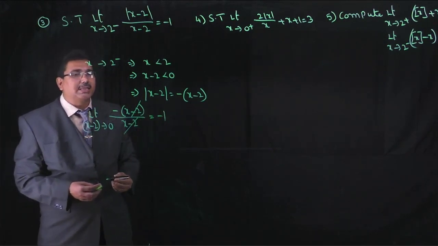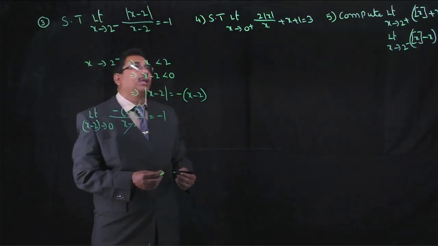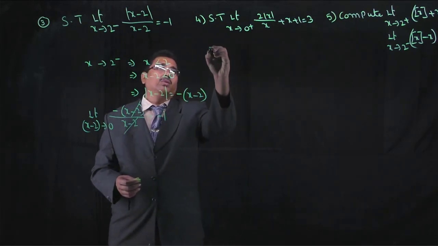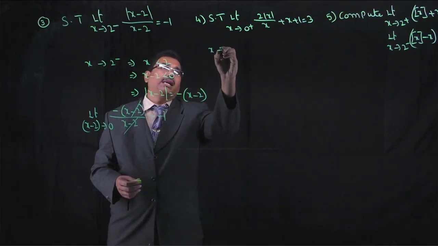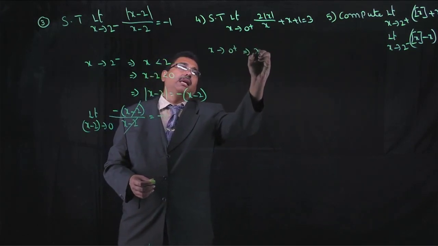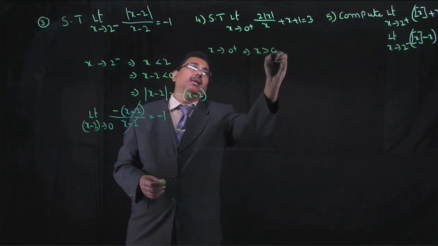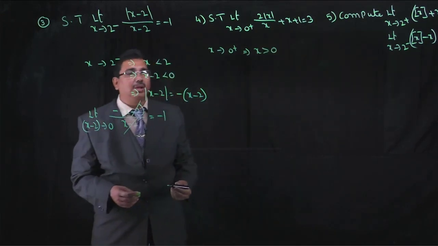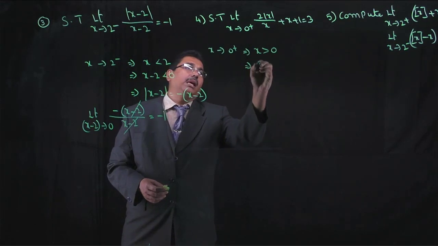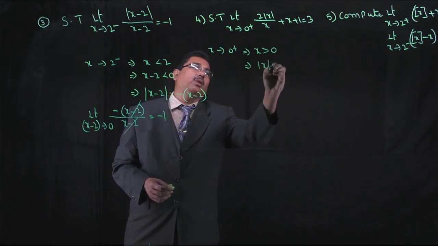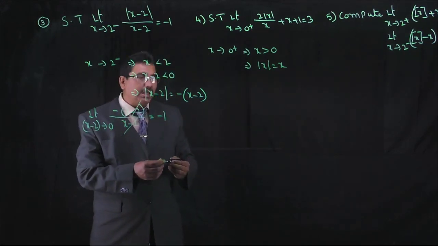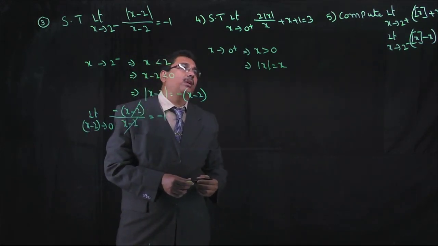Now let us see question number 4. Here x tending to 0 plus indicates that x is greater than 0. x tending to 0 plus means that x is greater than 0. If x is greater than 0, then mod x is equal to x.